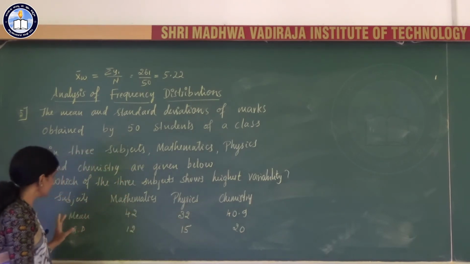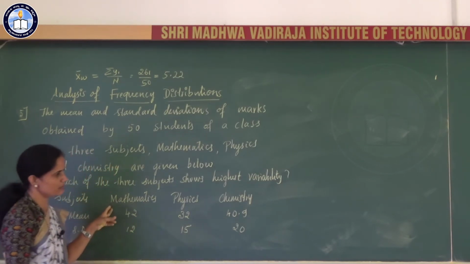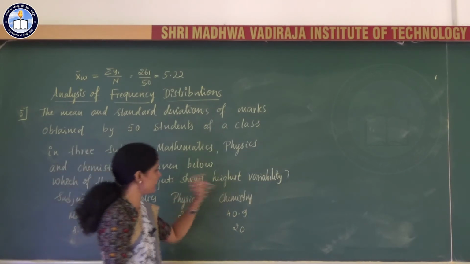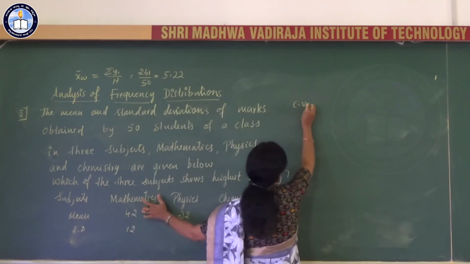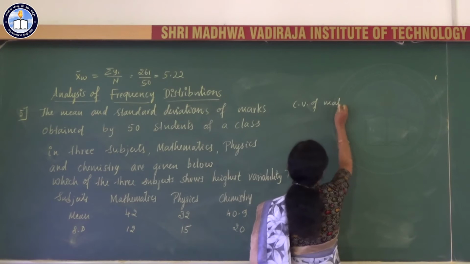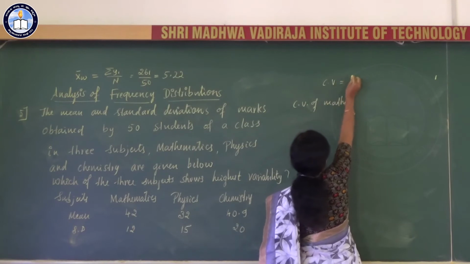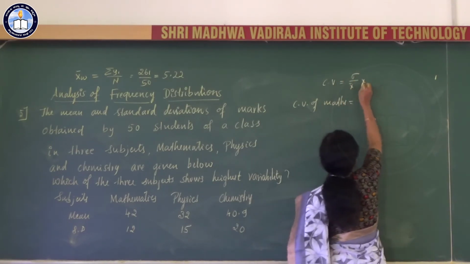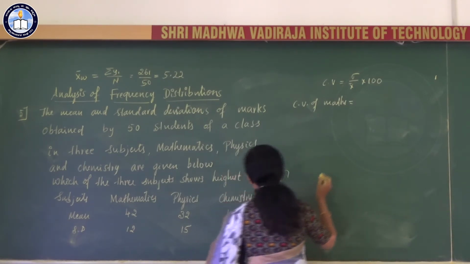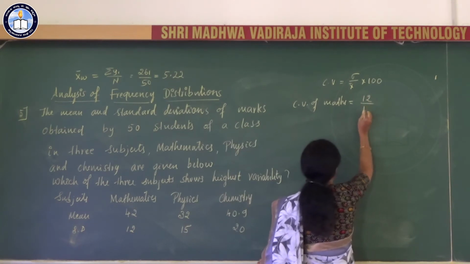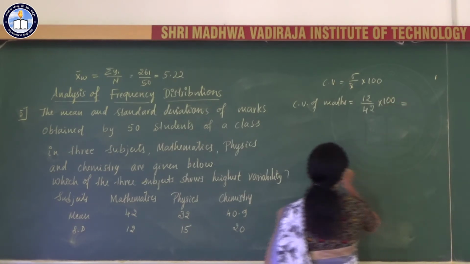So we must calculate. Mean and standard deviations are given for the 3 subjects. You know how to calculate the coefficient of variation and then decide which one shows the highest variability. So that is the question. Okay. So I will calculate the coefficient of variation of maths first. I will write the formula: CV is equal to standard deviation divided by mean into 100. So what is the standard deviation for maths? Standard deviation is 12 divided by 42 into 100. That we must calculate by using the calculator.